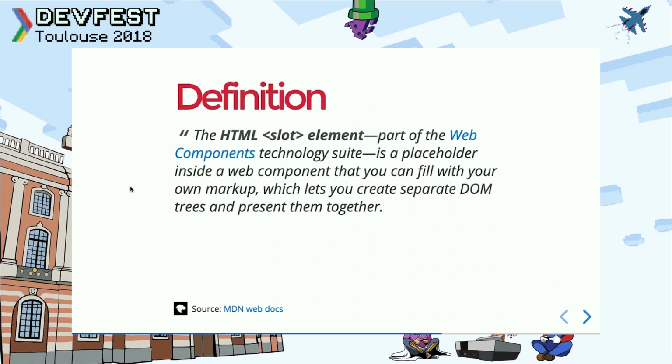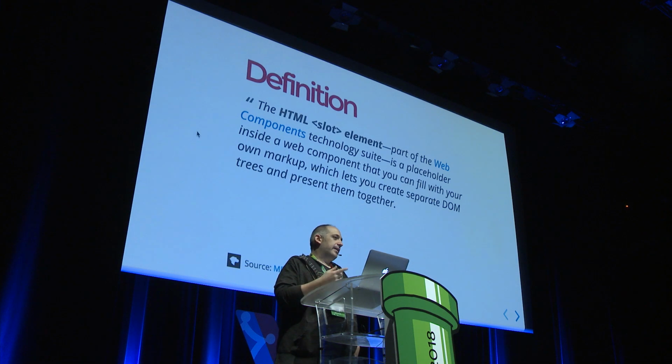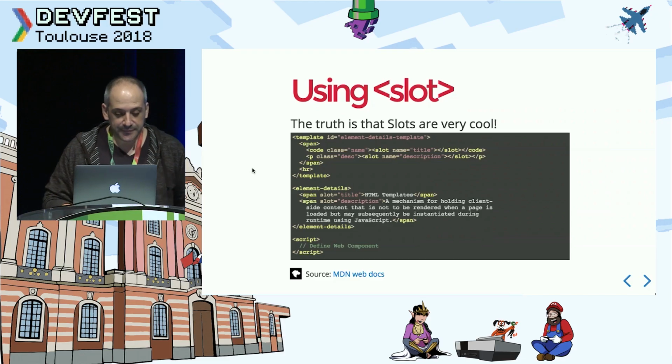But the HTML slot element, let's go to the blah, blah, blah again. It's part of the Web Components technology suite. And it's a placeholder inside a web component that you can fill with your own markup. So that's kind of the content projection that we have right now in Angular. It lets you create separate DOM trees and present them together. So let's see how it works, because with text, it's not the same.